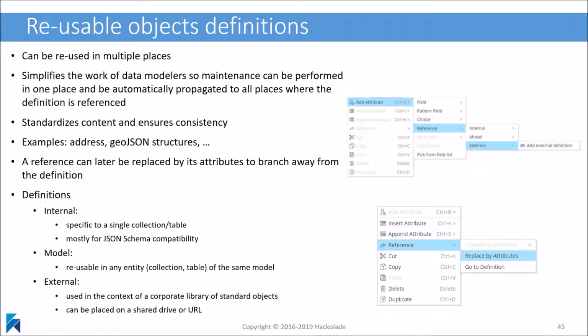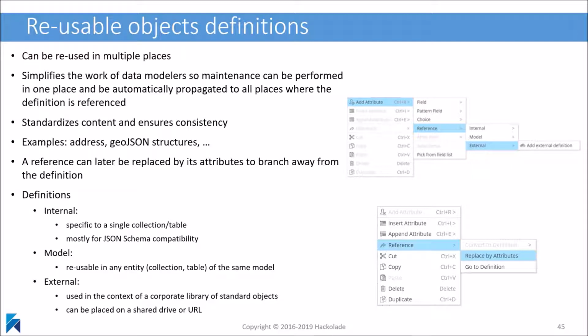In this video session, we explain in detail the handy feature of Hackolade to facilitate the work of data modelers. It provides the ability to create, once, object definitions that can be reused in multiple places. Maintaining a library of definitions has many advantages, such as standardizing content and ensuring consistency. Such a dictionary also simplifies the work of data modelers, so maintenance can be performed in one place and be automatically propagated to all places where the definition is referenced.